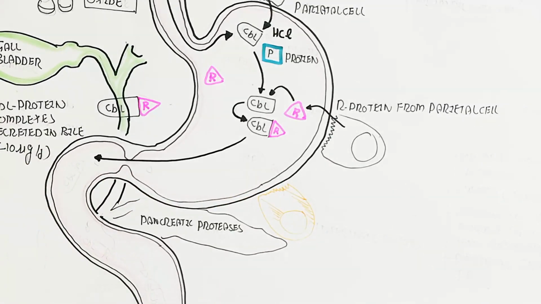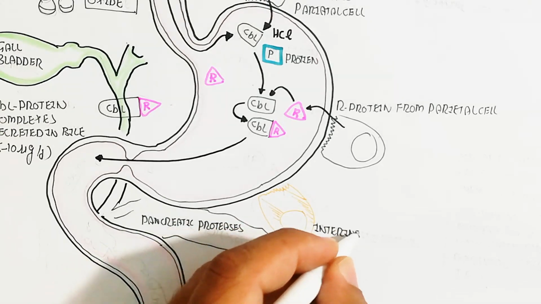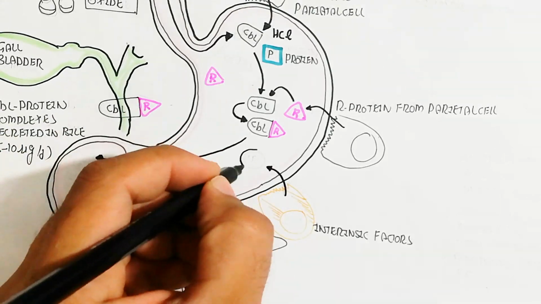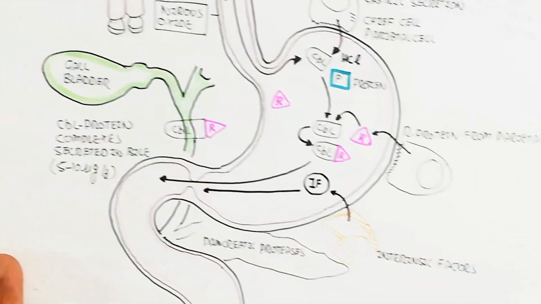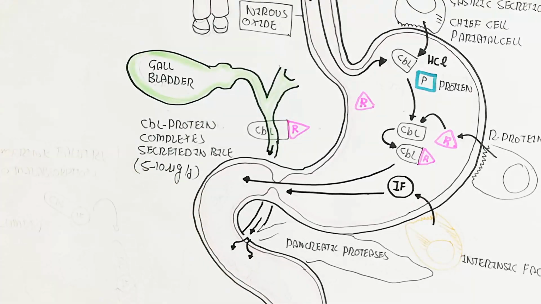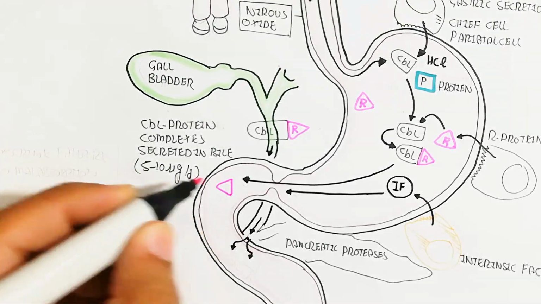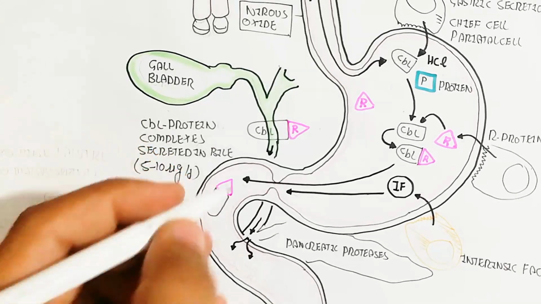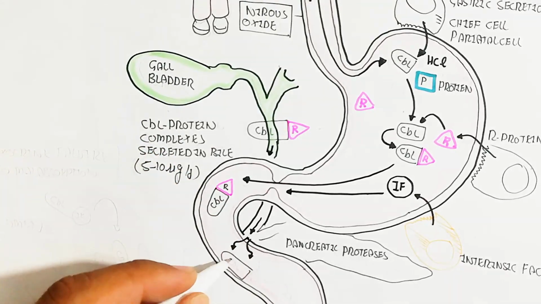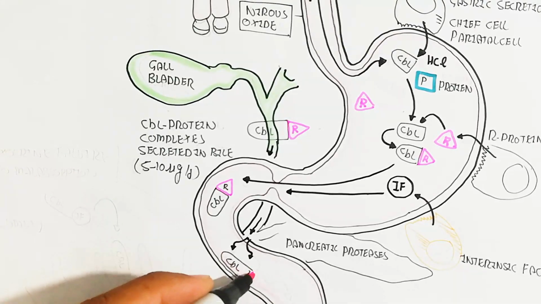This gastric cell is known as the parietal cell. The parietal cell produces the intrinsic factor also. This intrinsic factor and the cobalamin complex with the R protein will enter into the duodenum as chyme. Some cobalamin will be wasted in defecation, and some is absorbed into the blood circulatory system.